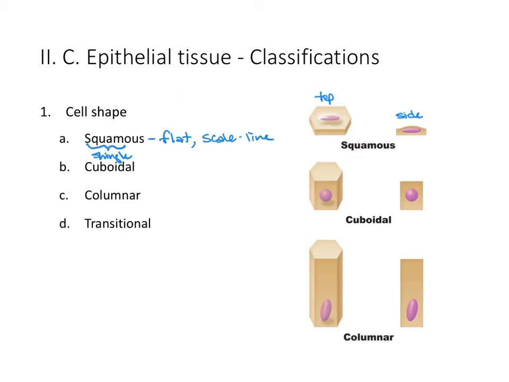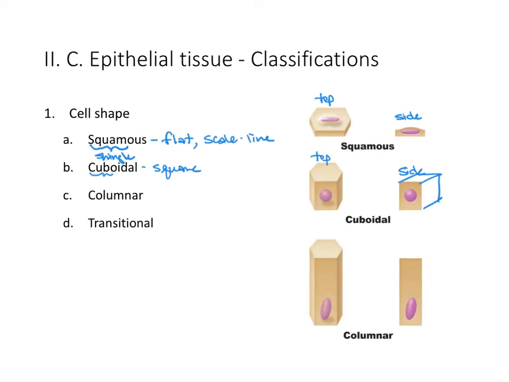The second shape is cuboidal. So again, we have that cube in the word. I like to think of these as kind of square, at least when I'm looking at them from the side. If I look at them from on top, they don't look quite so square. But if I was going to draw this, I would maybe draw it like this, and that will be our cuboidal cell. Squamous cells are going to have their width be greater than their height. In cuboidal cells, the width and the height are going to be the same.